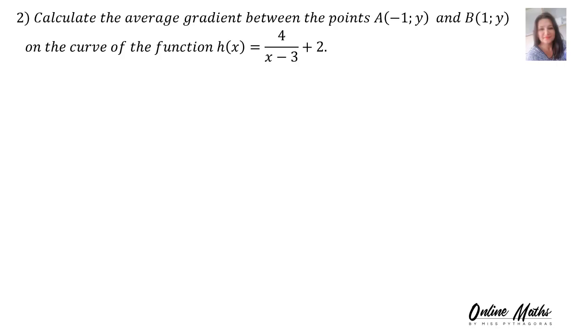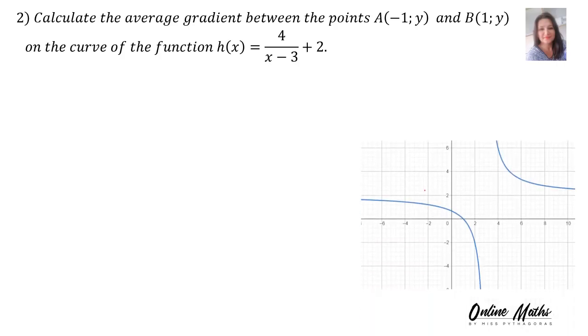Let's do another example. Calculate the average gradient between points A, x equals negative 1, and we don't know what the corresponding y coordinate is there at A, and B, the point with x equals 1, and again y is unknown, on the curve of the function h of x equals 4 over x minus 3, plus 2. Now this is a hyperbola. You don't have to sketch it. I sketched it for you, just so that you understand what we're doing.